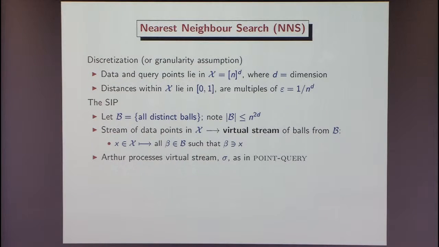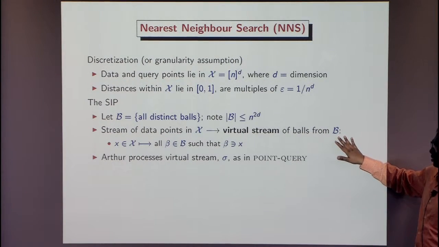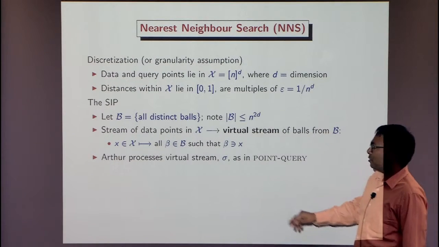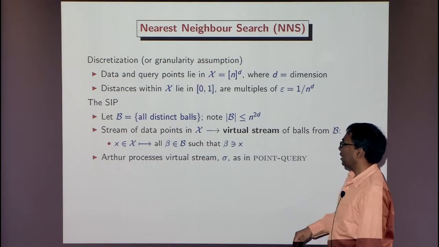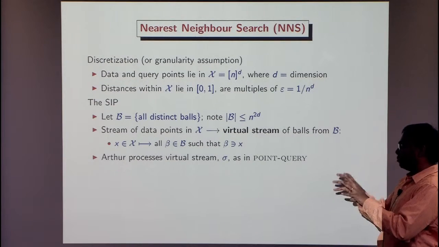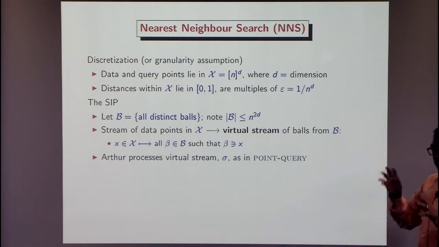Now, when I read my stream, which is a stream of points in X, this generates, I will imagine in my mind, a virtual stream of balls. Every time I read a point X, I imagine that I'm actually seeing all the balls that contain this point, so all the balls with centers everywhere possible that contain this point. So this virtual stream is huge, but it's only virtual. Imagine Arthur processing the virtual stream as if to perform point queries. You can pretend that Arthur is seeing a stream of balls, and then he's eventually going to be able to answer membership in the stream of balls.